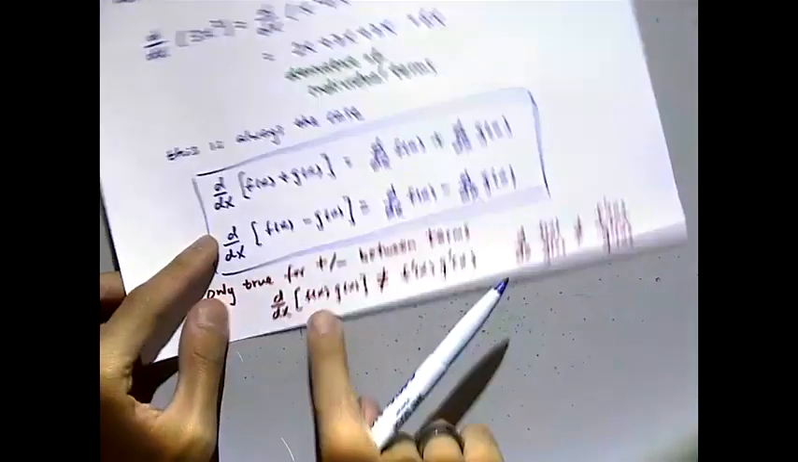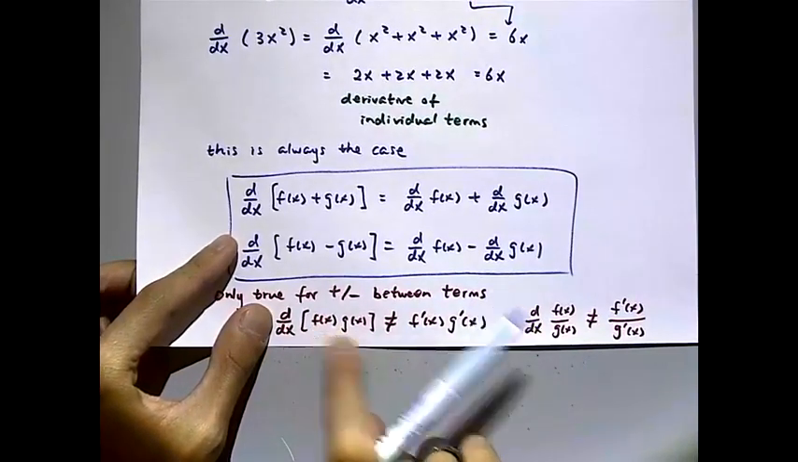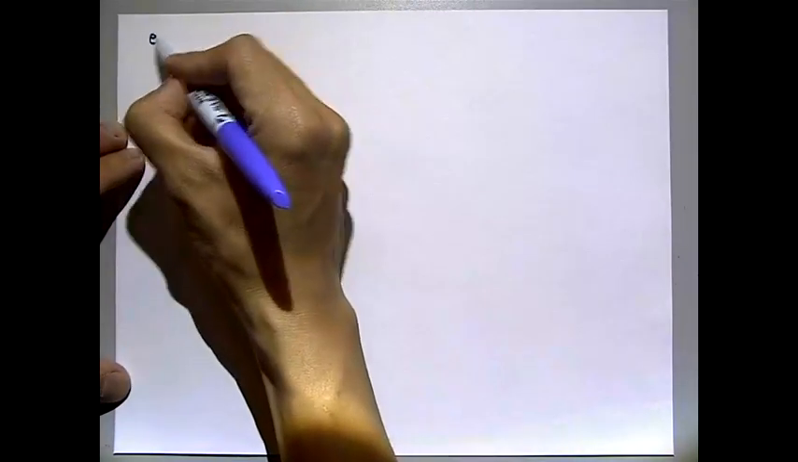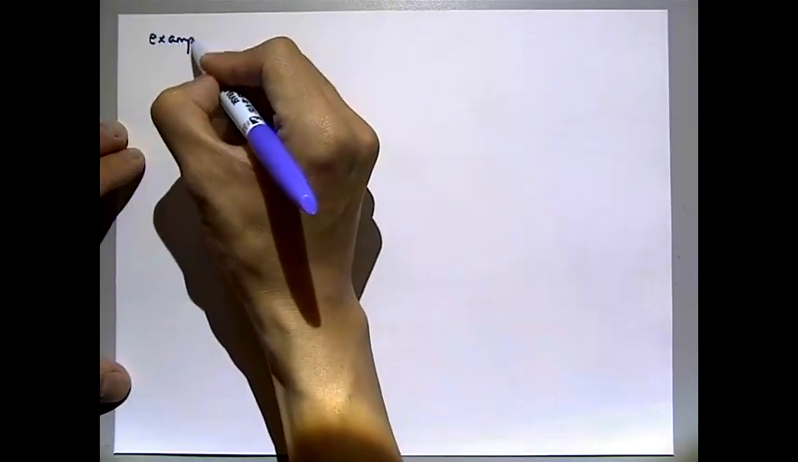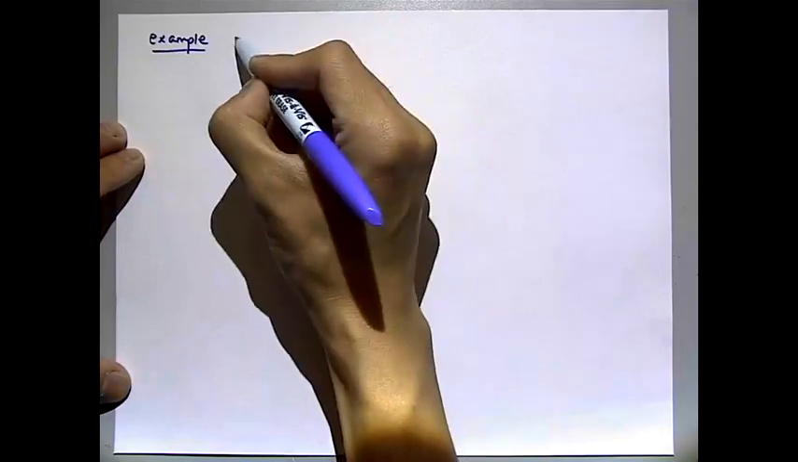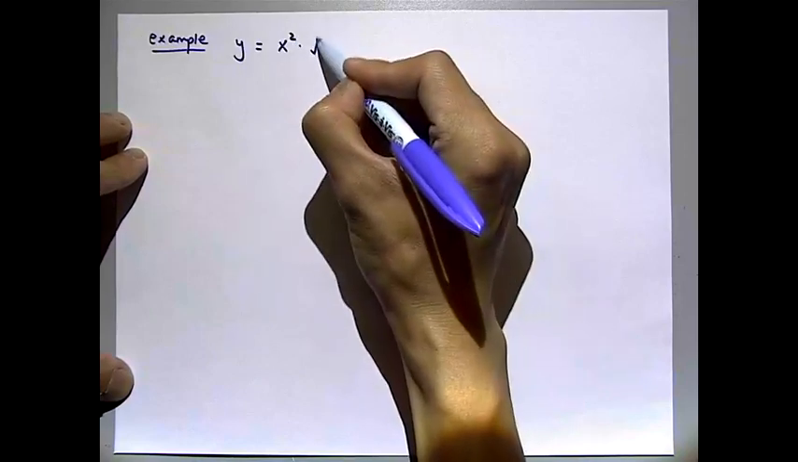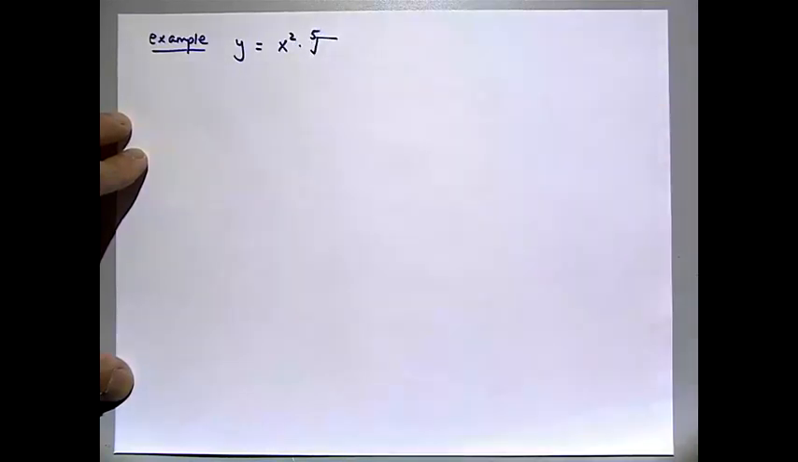Even though we cannot handle a general case when f and g are more general functions, we can handle some specific cases where they are both some forms of x to the n. For example, let's say y is equal to x squared times the fifth root of x.